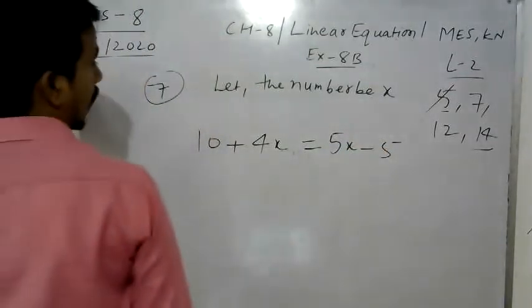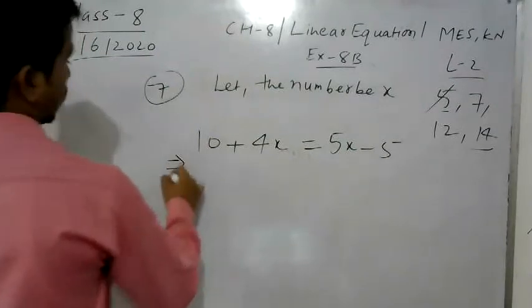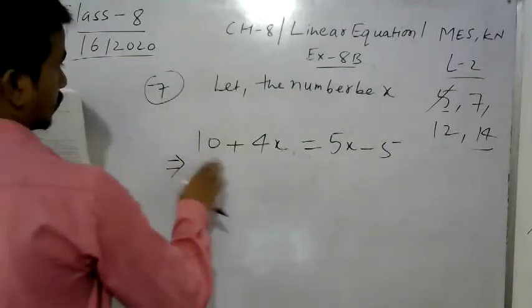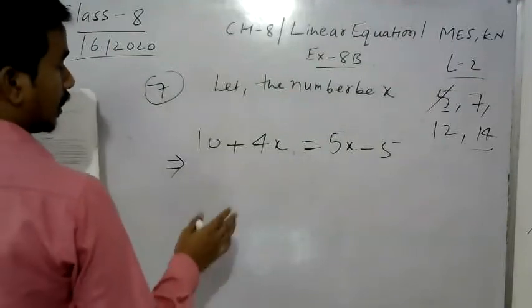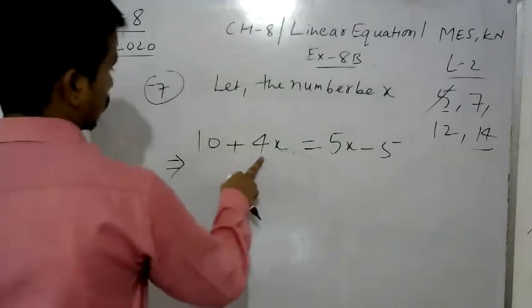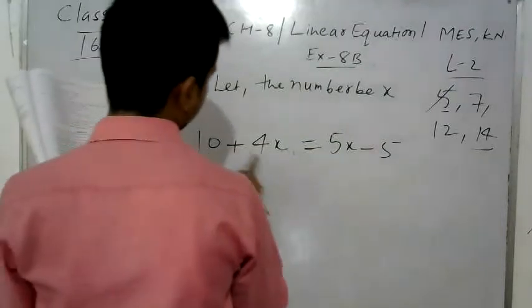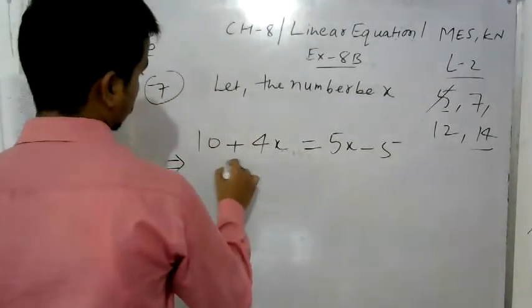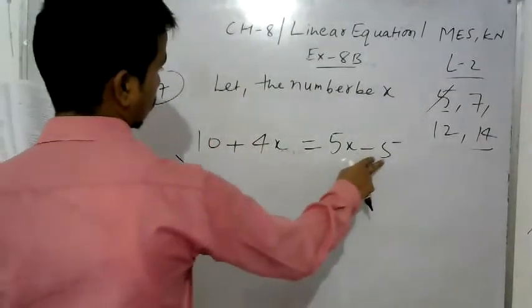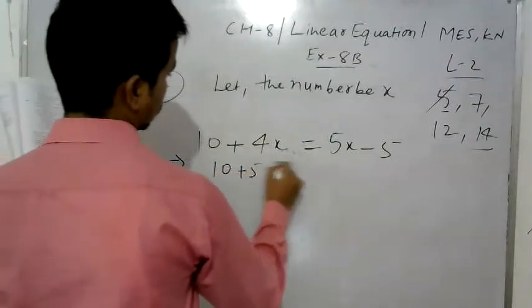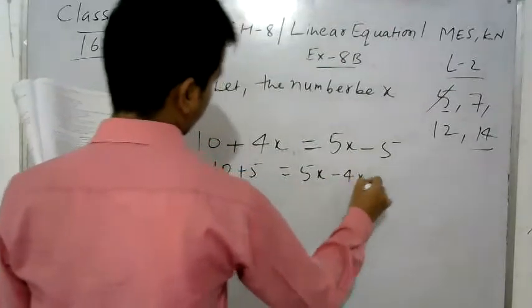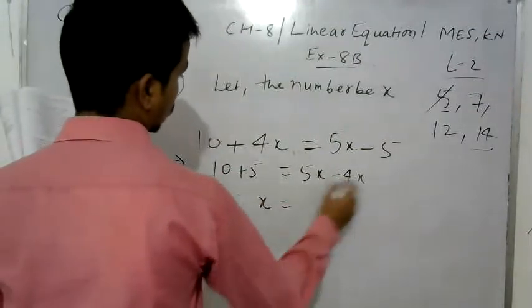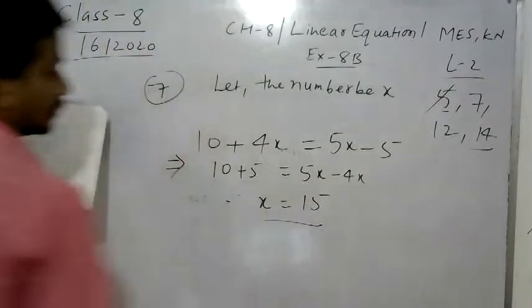So in this way we have formed the equation. So just read what the question is saying as it is and do accordingly. So 10 plus 4x is equal to 5x minus 5. So now here negative 5 will come. 10 plus 5 equals 5x minus 4x. This implies, therefore, x will be equal to 15. So this is the answer.